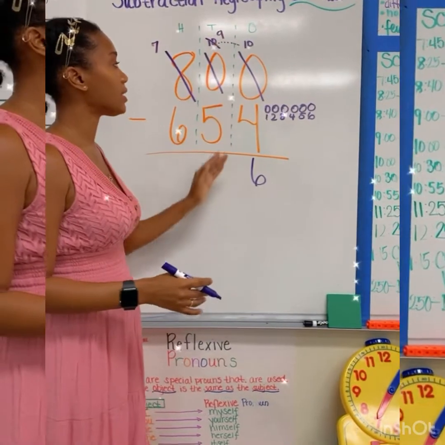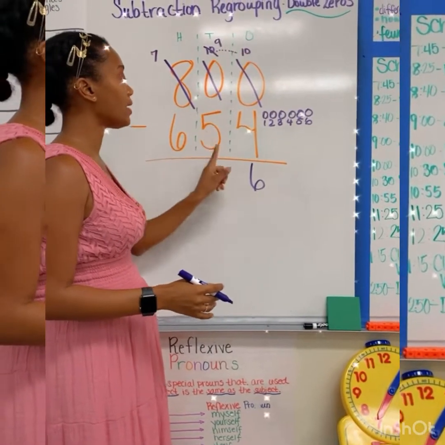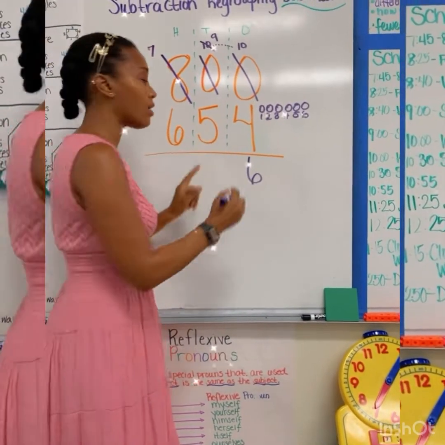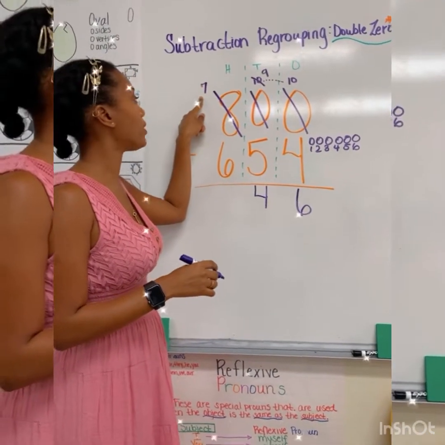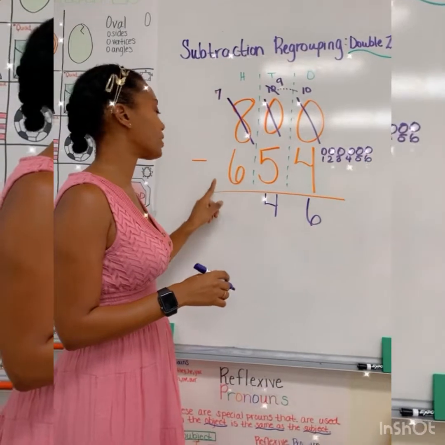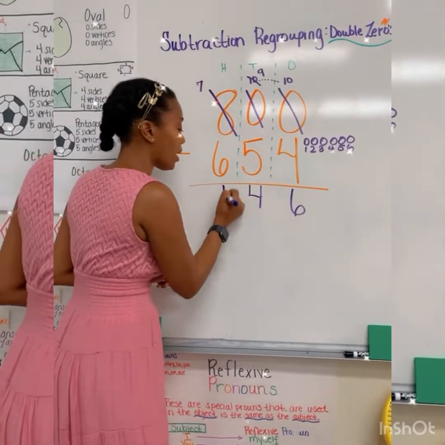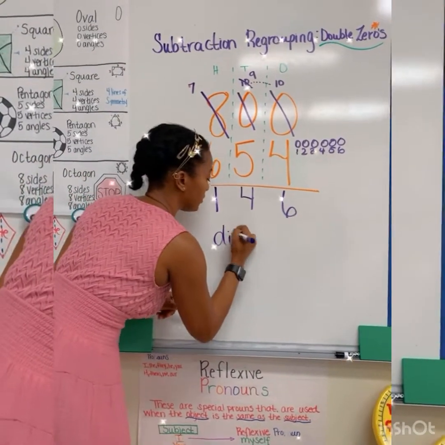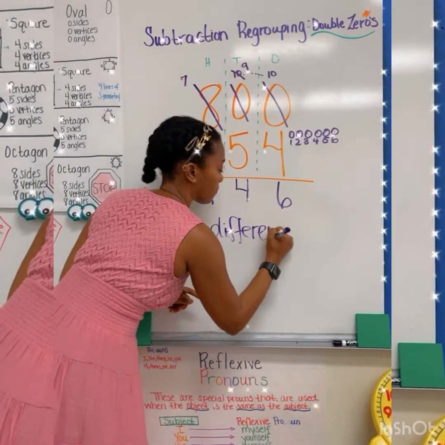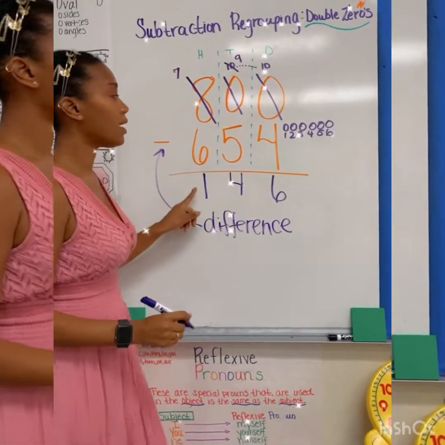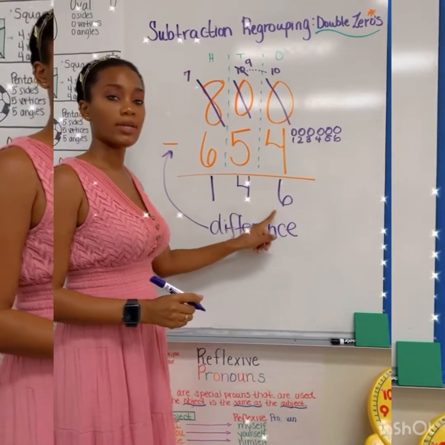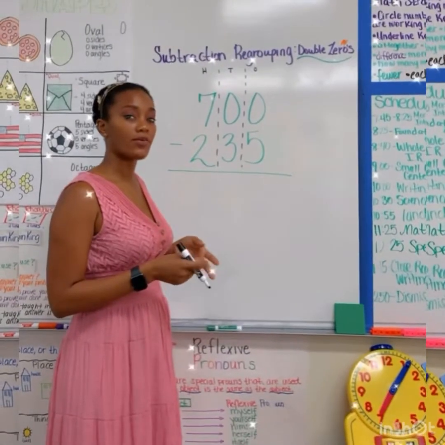Now I go to my tens place and I have my 9 and I subtract 5, which is 4. Now I have my 7 in my hundreds place and I'm going to take 7 and subtract 6, which is 1. So my difference, because we're working in a subtraction problem, is 146. Now let's try another example.